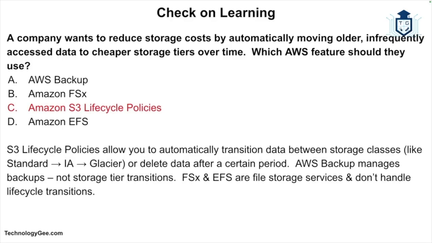And the correct answer is Amazon S3 Lifecycle Policies. S3 Lifecycle Policies allow you to automatically transition data between storage classes like Standard to IA to Glacier, or delete data after a certain period. AWS Backup manages backups. It is not a storage tier transition. And FSx and EFS are file storage services, and they do not handle lifecycle transitions.